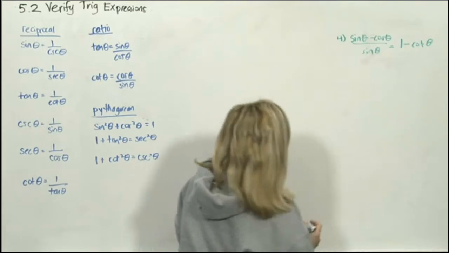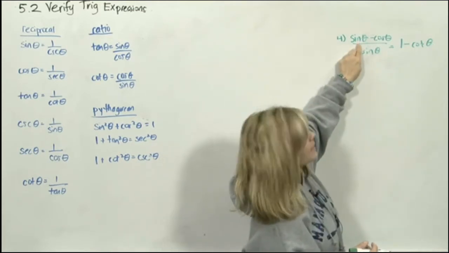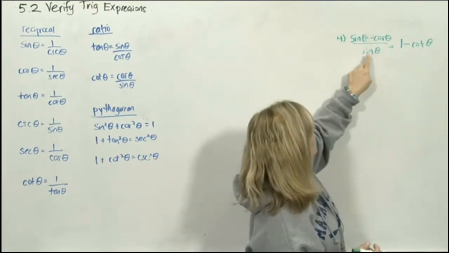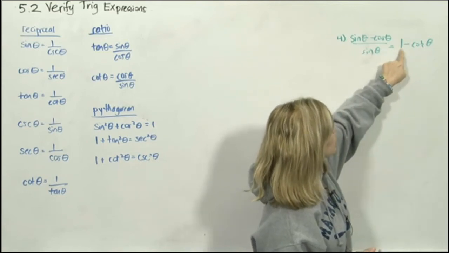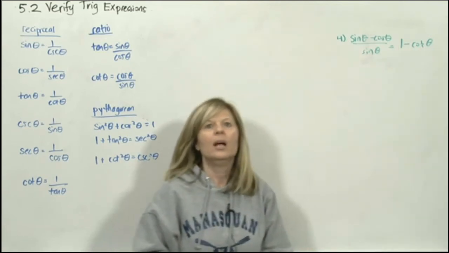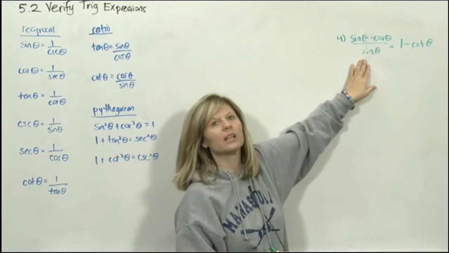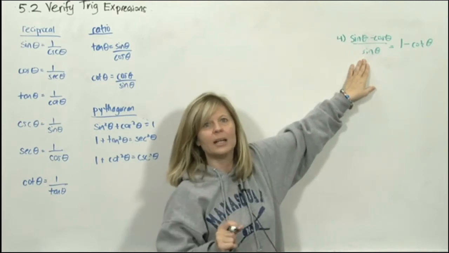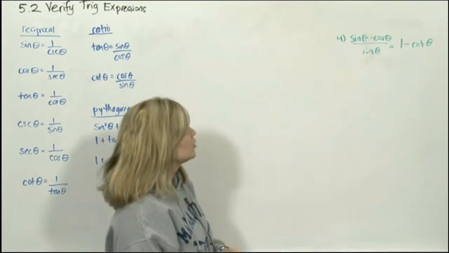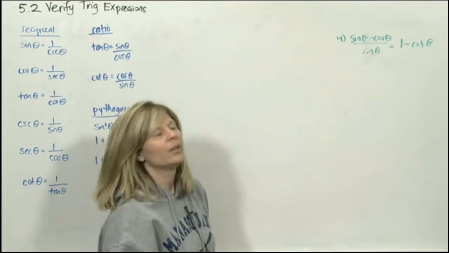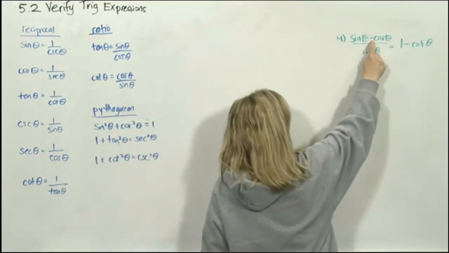Okay, let's look at example 4. Sine theta minus cosine theta over sine theta equals 1 minus cotangent theta. Again, we're going to verify, and we're going to work with the left side because that's the messier side. It's the fraction. So there's a couple of operations going on. First operation I see is subtraction.